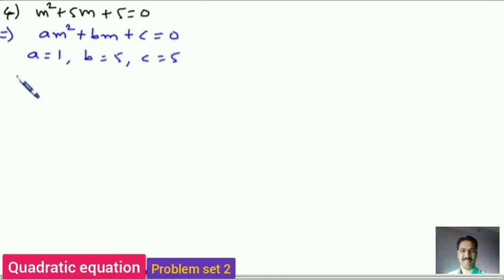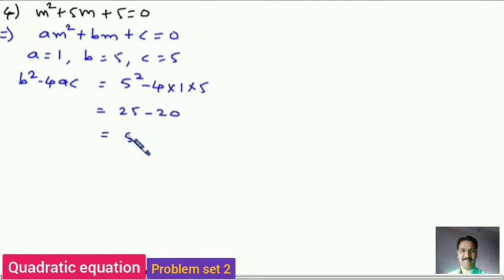First of all we have to find b square minus 4ac. That is 5 square minus 4 into 1 into 5. Here it is 25 minus 4 fives are 20. That means we'll get 5. As we know the formula, I'll write the variable m, don't write x here. m is equal to minus b plus or minus under root b square minus 4ac upon 2a. Now in this we'll put the values of a, b, c and b square minus 4ac also.